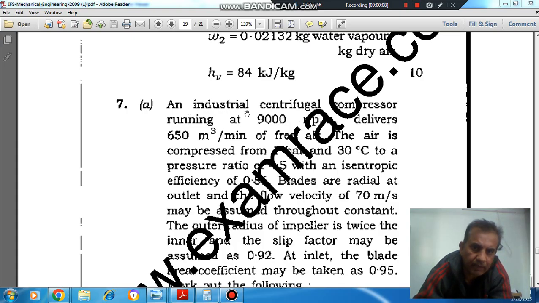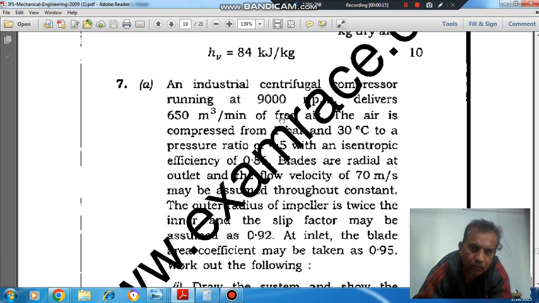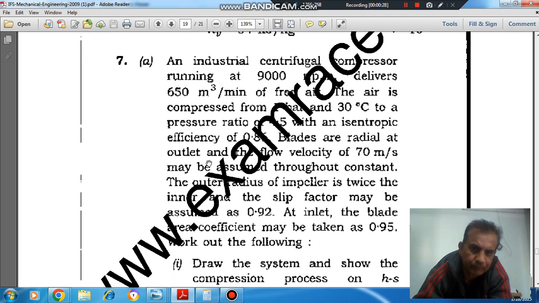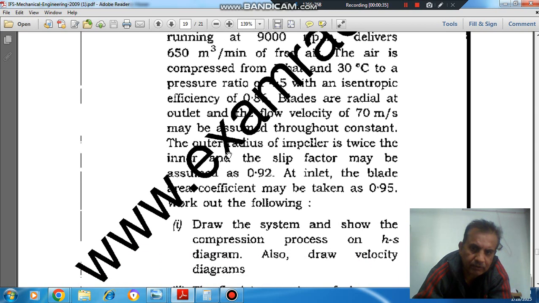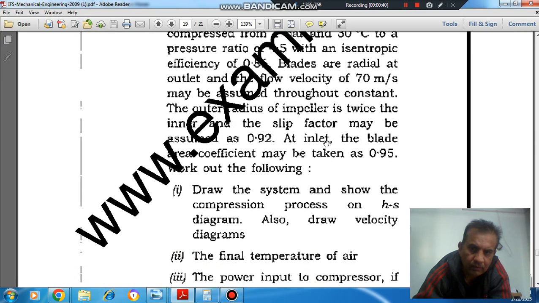Question number 7: An industrial centrifugal compressor running at 9000 rpm delivers 650 meter cube per minute of free air. The air is compressed from 1 bar and 30 degrees Celsius to a pressure ratio of 4.5 with an isentropic efficiency of 0.86. Blades are radial at outlet and the flow velocity of 70 meter per second may be assumed constant throughout. The outer radius of impeller is twice the inner and the slip factor may be assumed as 0.92. At inlet, the blade area coefficient may be taken as 0.95.